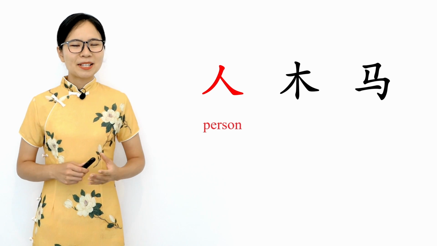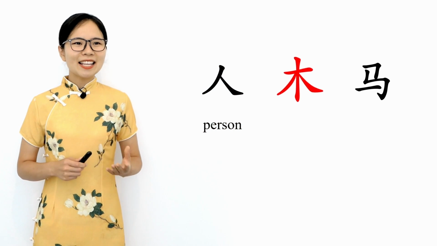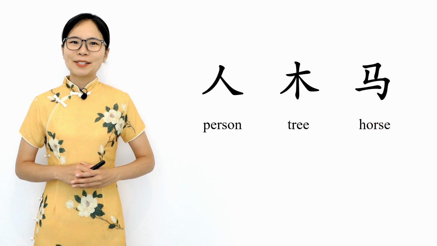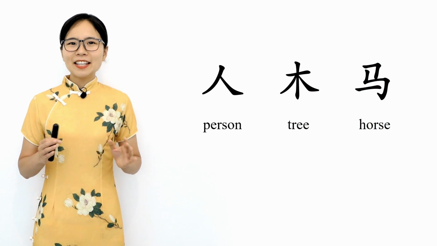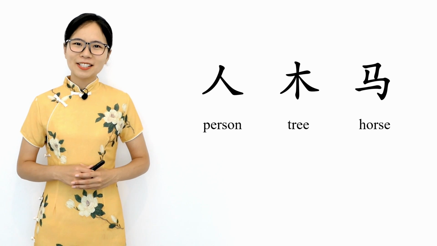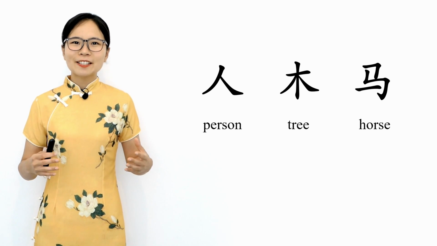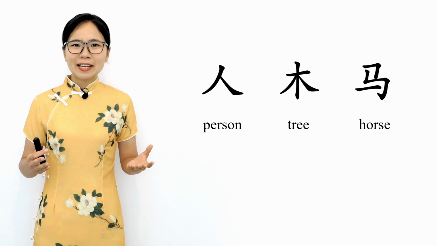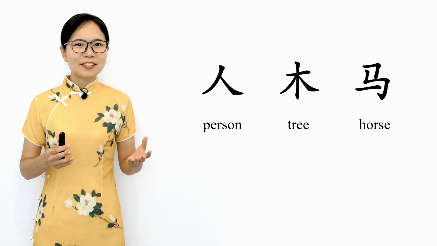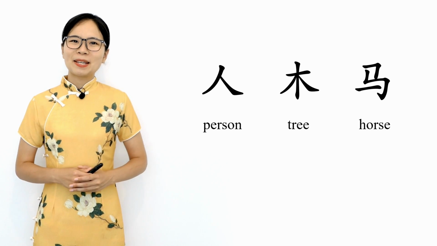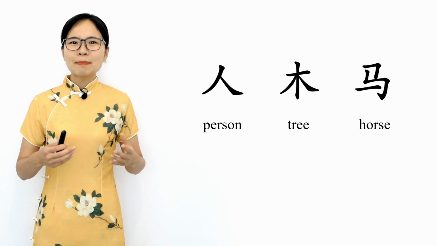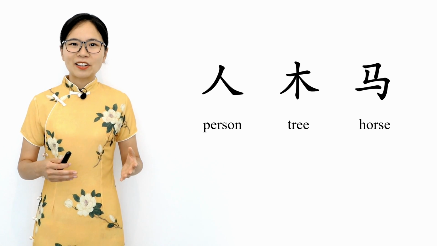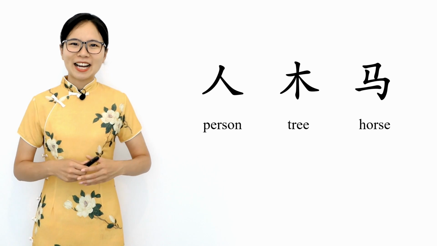This character means person. This character means tree. And this character means horse. These characters are all pictographs. In other words, they are drawings of the objects they represent. It might be hard to see how they are drawings of a person, tree, and a horse. That's because they have changed and been simplified over time. So let's start by taking a look at some of the earliest known Chinese writing.